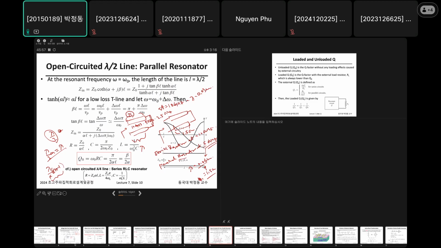Otherwise, it may cause lots of trouble. But in a different way, if you implement a circuit using this characteristic, then you can easily remove even or odd harmonics using such a simple way of filtering. Okay.